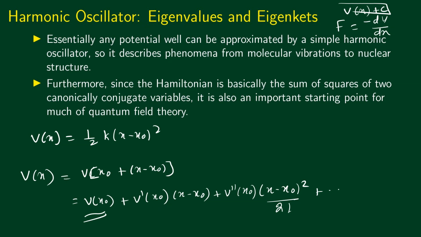The next term is the first derivative of the potential evaluated at x equal to x0. But we said that x0 is a minimum. If x0 is a minimum of the potential, then the first derivative of the potential at x equal to x0 will vanish. So this term is 0.